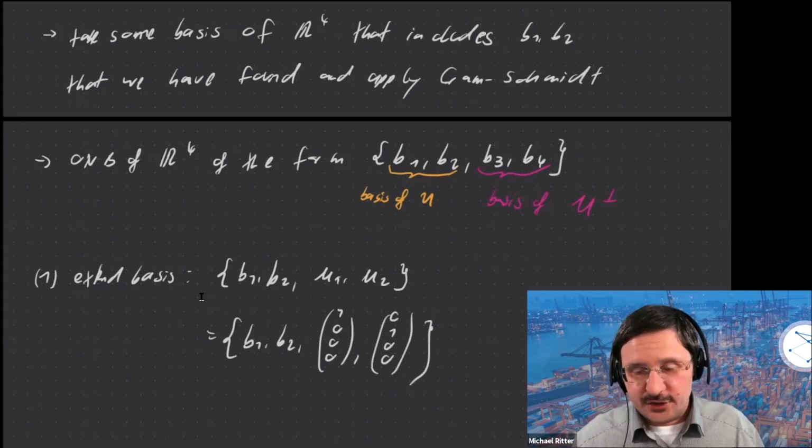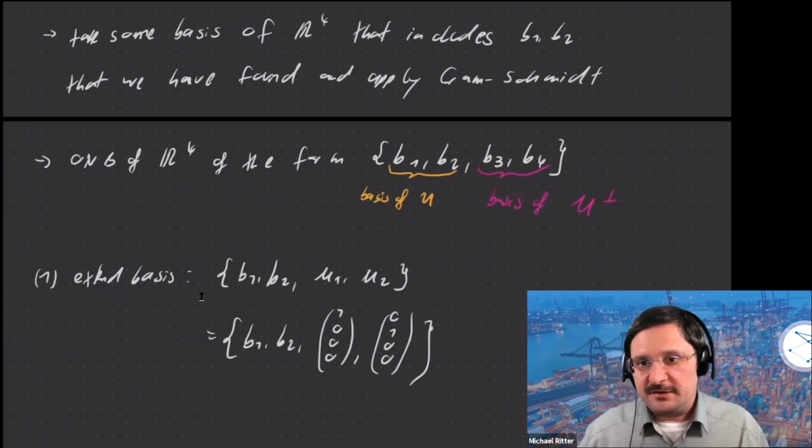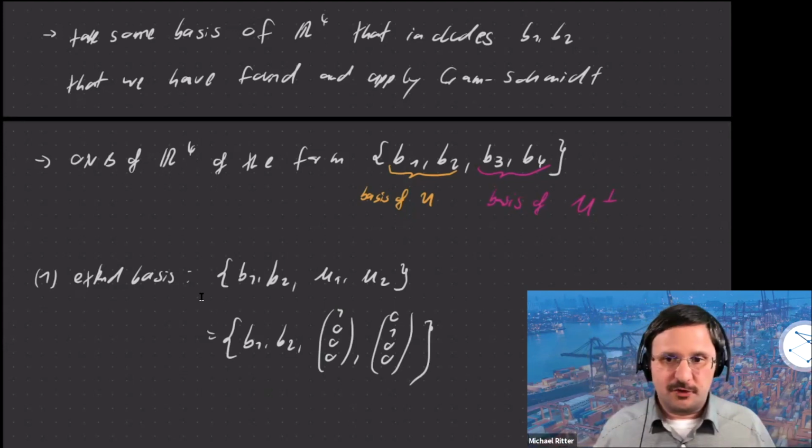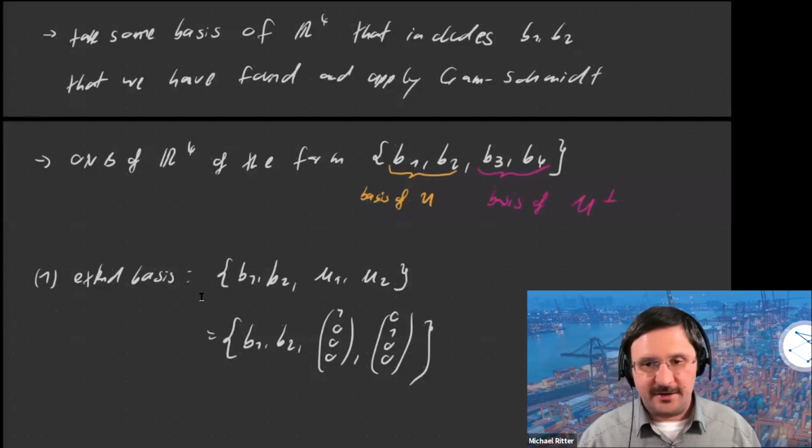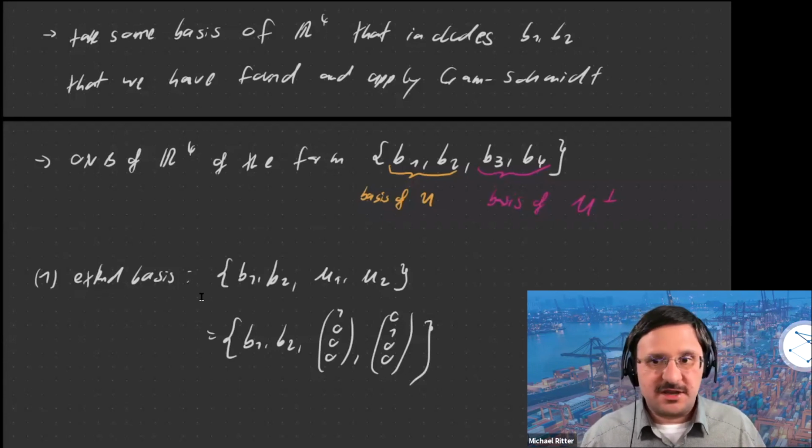And of course, I'm not sure yet whether this is actually a basis. I just extended this by two more or less arbitrary vectors. I don't really know if those four are actually linearly independent. But let me just start with this, and in case it turns out not to be enough, I can always add more.